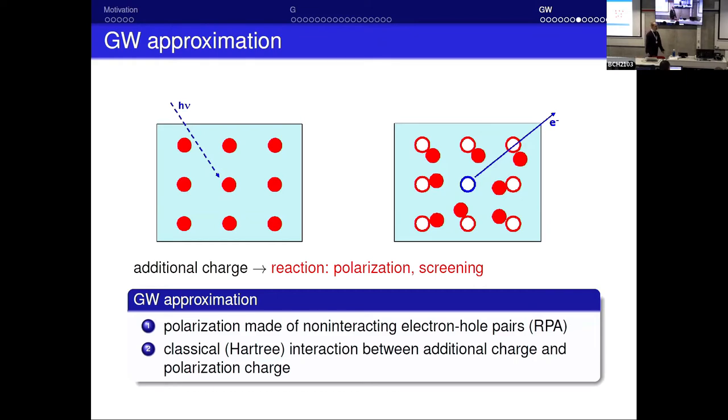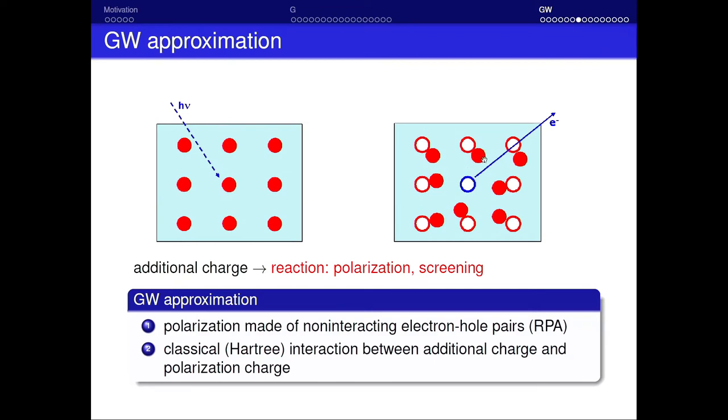And in the GW approximation, we make approximations. It's an approximation, okay? So it's not exact. The two most important approximations that we make in the GW approximation are the following. First, we consider the fact that the polarization that we are going to take into account is made of non-interacting electron-hole pairs. And this is the random phase approximation that you have already studied in TDDFT. It means that yes, I'm taking into account the fact that I'm creating electron-hole pairs, but there is no interaction in the GW approximation between the hole and the electron of each electron-hole pair.